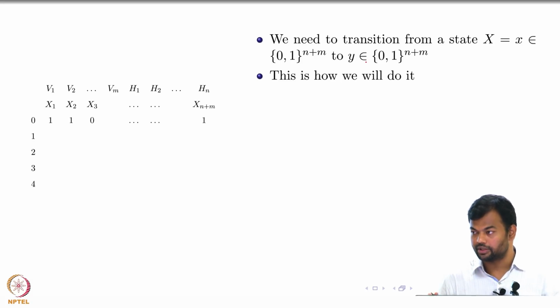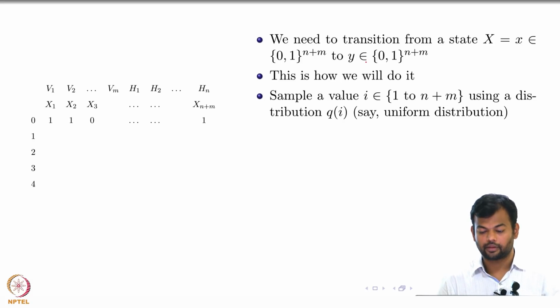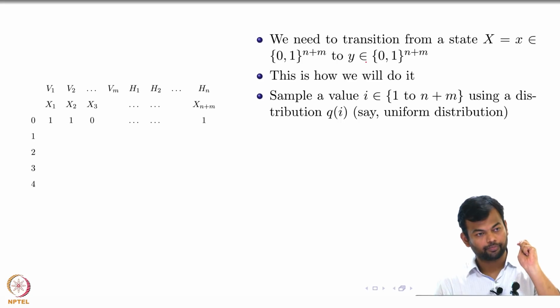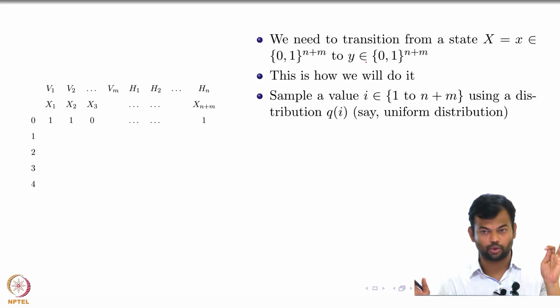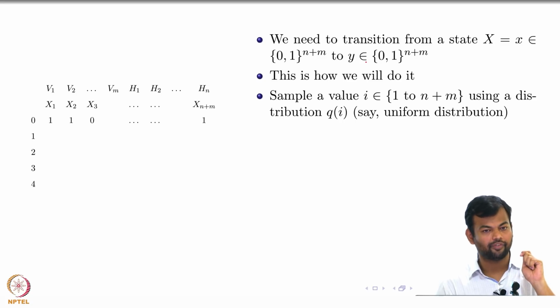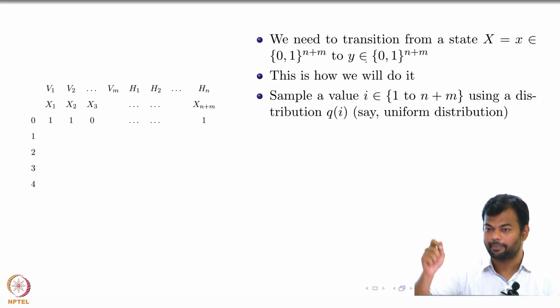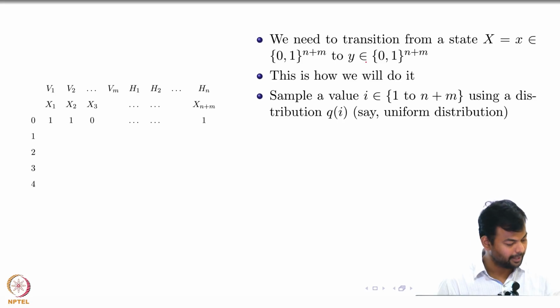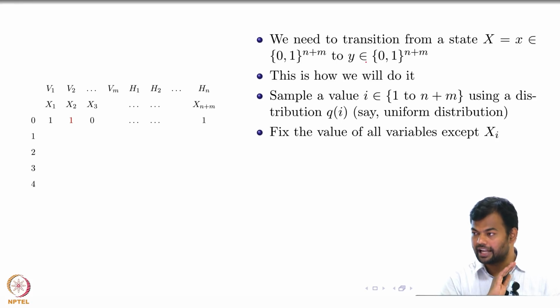And the way I'm going to do this transition is the following. I'll sample a value i from 1 to n plus m, where n plus m is the total number of random variables that I have in my x. My x is a collection of random variables and there are n plus m of those. So I'll sample a value of i from this range using a uniform distribution. So a simple way of saying it is I'll pick a number from 1 to n plus m, okay? Now I'll fix the value of all the variables except xi.